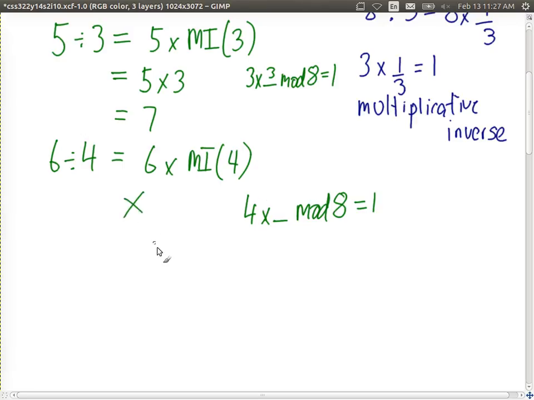So, we cannot do it. There's no answer. So, in this case, we cannot divide, we cannot do 6 divided by 4 in mod 8. There's no answer. Not every integer has a multiplicative inverse. We said that every integer has an additive inverse, but it doesn't apply for a multiplicative inverse. Let's check them. Again, we're still in mod 8 or Z8.